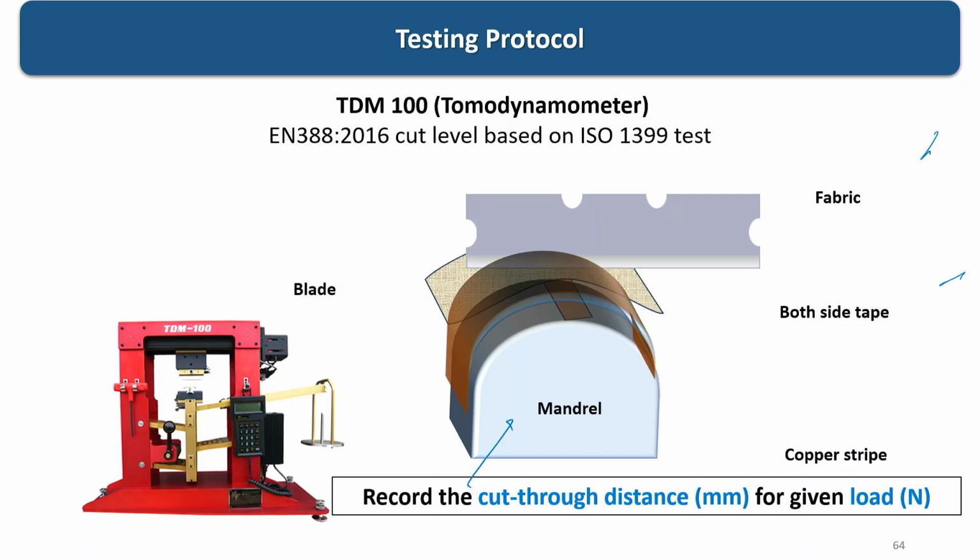Then we record the cut through distance, CTD, in millimeters for a given load, and as per the standard we have to repeat this test 15 times with different loads to get a plot.